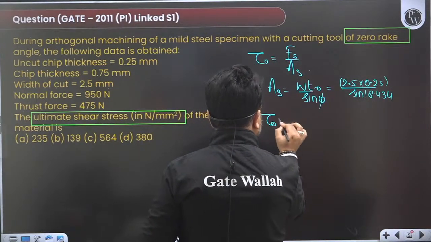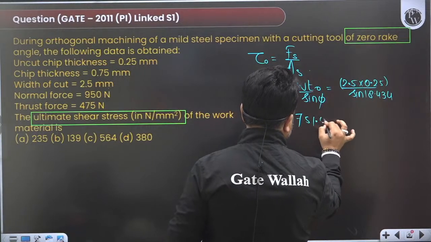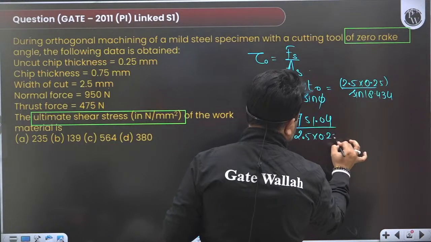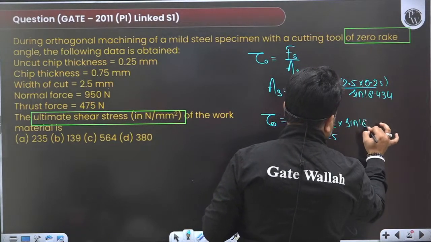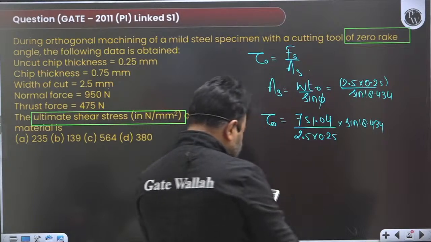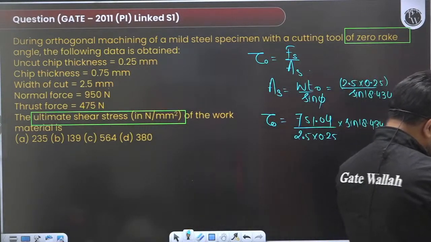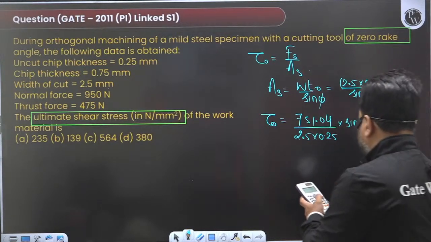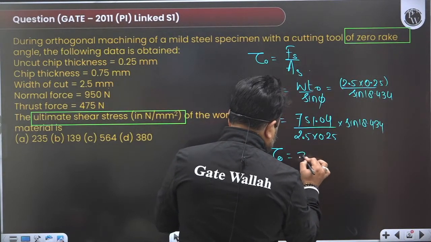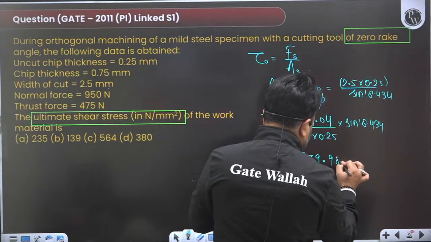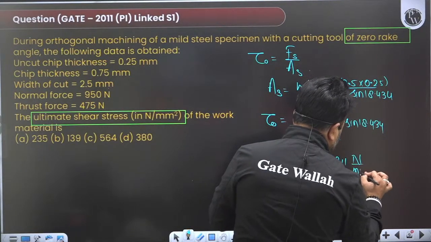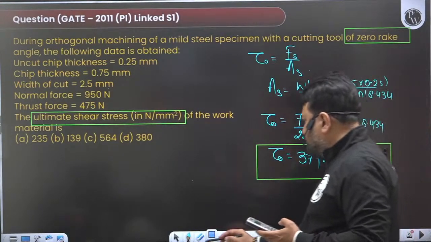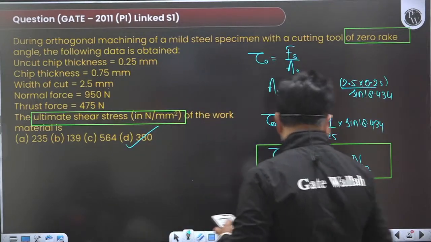Now we have the value of Fs, 751.04. So tau naught equals 751.04 into sine of 18.434 divided by 2.5 into 0.25. So here it comes tau naught 379.9811 Newton per mm square. So 379, nearby option is D.